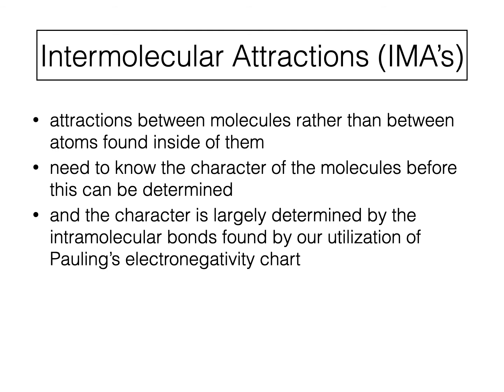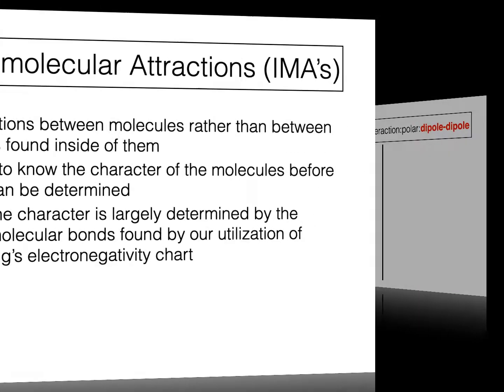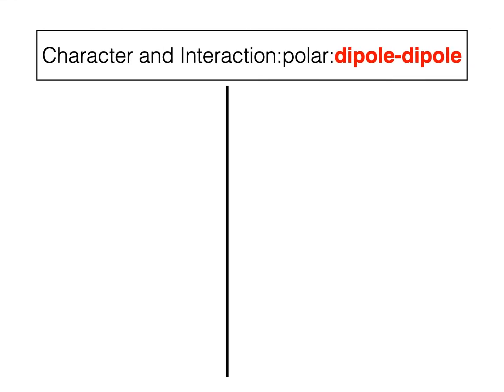All right, so anyways, there are three different IMAs. And the first one is called dipole-dipole. Now, before we even look at the specifics of what dipole-dipole means, let's take the term, a dipole. Well, literally that means two poles. So that tells you out of the box that you have to have molecules that have polarity. They've got to be polar molecules. So if you have nonpolar molecules, there won't be a dipole-dipole interaction.